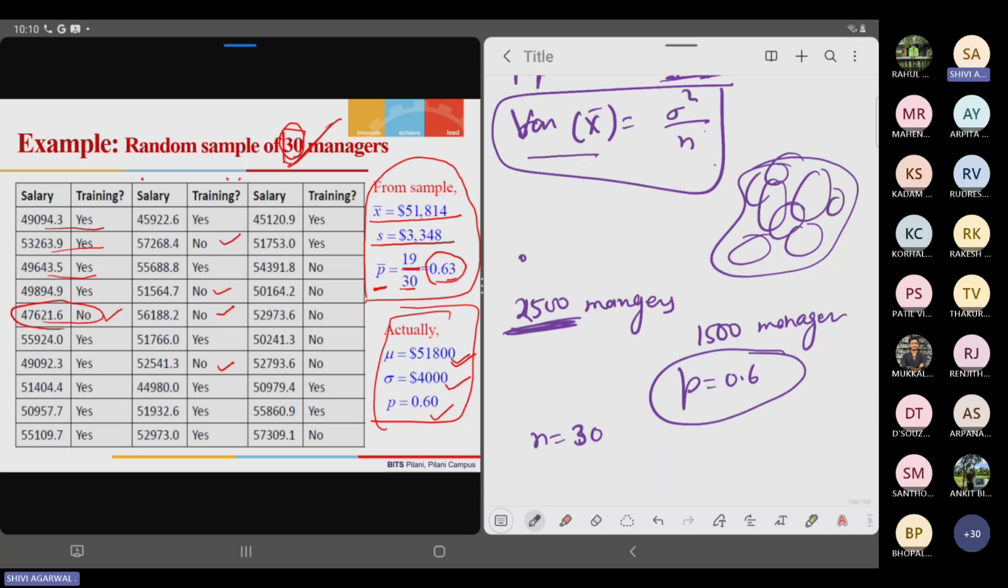Okay, and why are we taking the p-bar? Because this is from the sample, so we can distinguish between the population parameter and the sample parameter, basically. Got it, Mr. Mahinder?